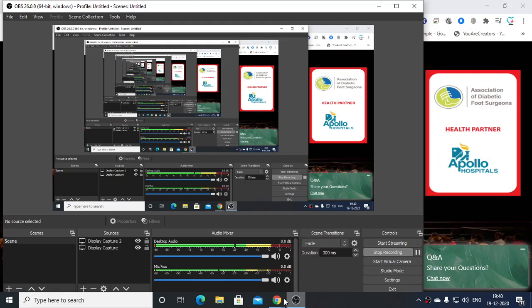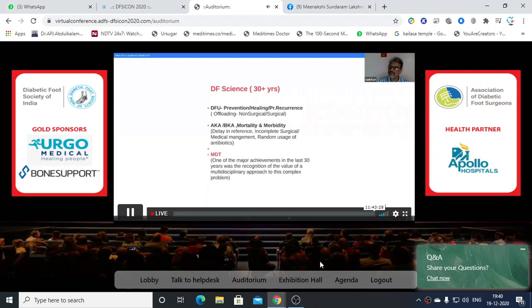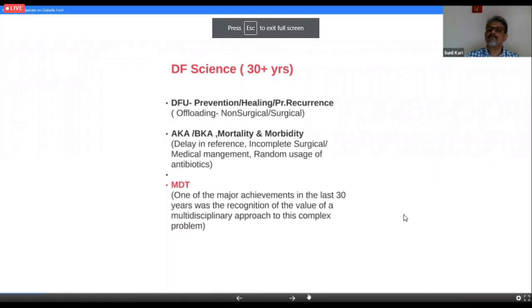We need to prevent the first ulcer. We need to heal the ulcer if at all they have presented with an ulcer, and we need to prevent the healed ulcer. Recurrence has to be prevented. Above-knee and below-knee amputations, mortalities and morbidities are high because of delay from the primary or secondary care centers to the tertiary care centers. It could be because of incomplete surgical or medical managements, or it could be incomplete or random usage of antibiotics.